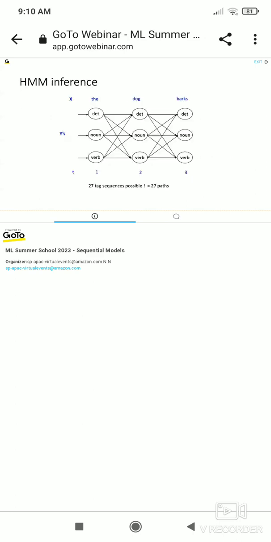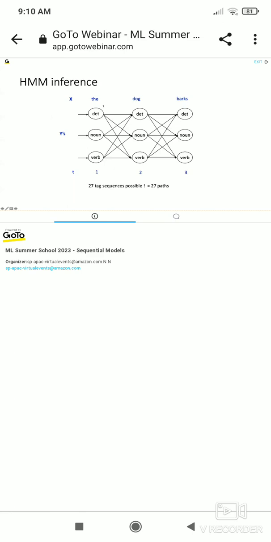Let's first discuss the inference problem. Let's understand the inference problem using the POS sequential learning problem and consider the example, the dog barks. Given this sequence, we have to find the underlying hidden state sequence which generated it.